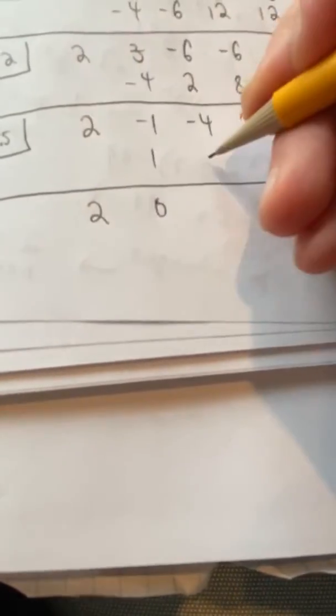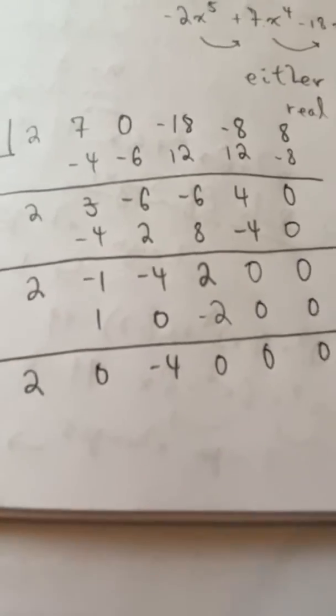If we try 1/2, remember, you can do synthetic substitution even with fractions. So we'll bring down this 2. 2 times 1/2 gives us 1. -1 and 1 will give us 0. We're going to have -4. -4 times 1/2 gives us -2, and that gives us 0, and 0 out the whole rest. So yeah, 1/2 is also a solution. Now, we still have those two probably irrational solutions to deal with.